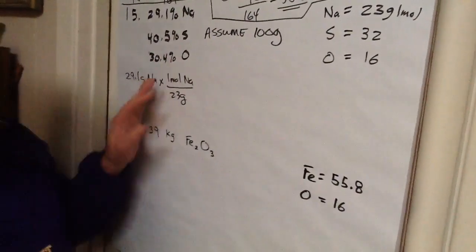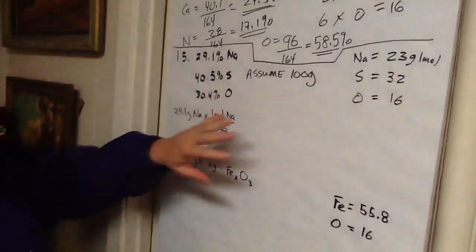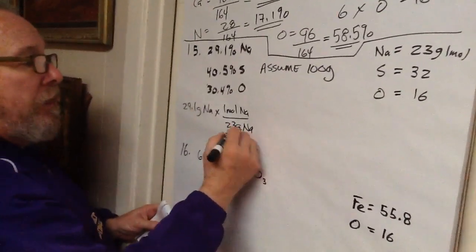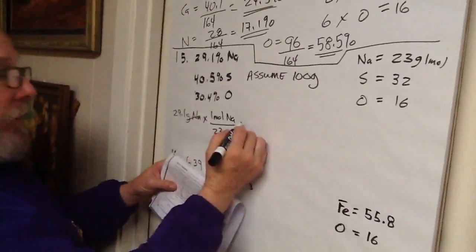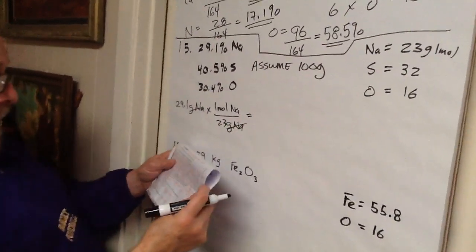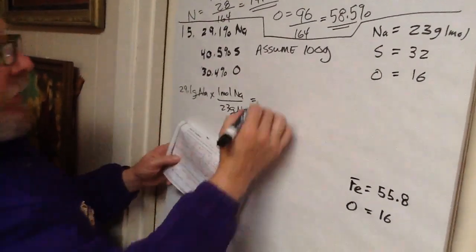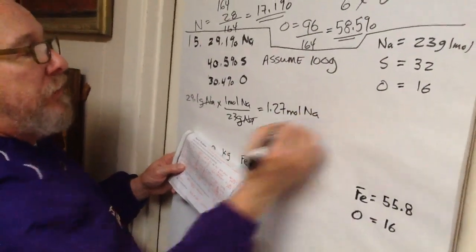It's 23 grams per mole, but it's also 1 mole per 23 grams. So I flipped my value around, my grams of sodium cancel, and I'm left with how many moles. And if I do the math, divide the 29.1 by 23, I get a little over 1. I get 1.27 mole of sodium.